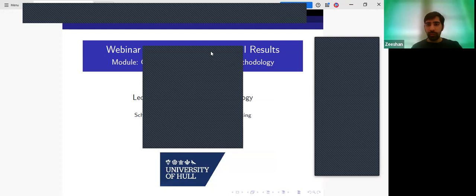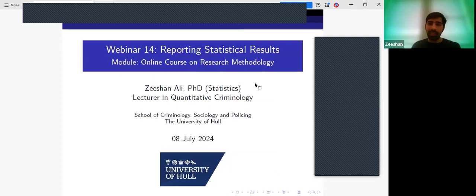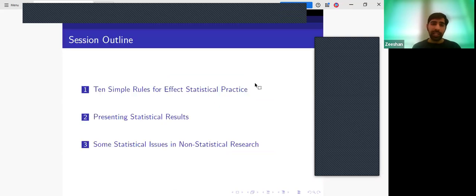And today we will be talking about reporting statistical results. I have divided this session into three main parts. Firstly, we will discuss simple rules for effective statistical practice. Then we discuss some guidelines that can be used to present statistical results. And finally, we will discuss some statistical issues in non-statistical research.